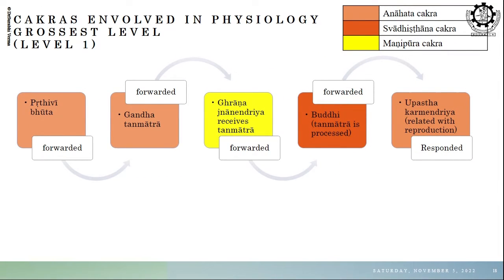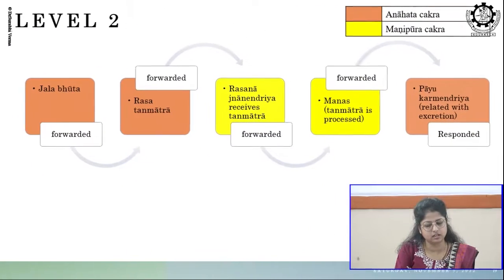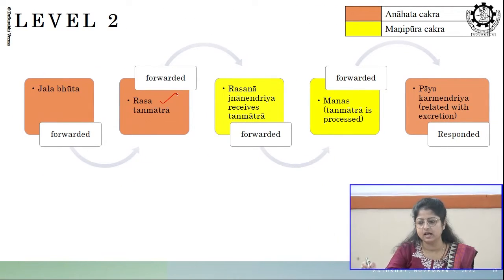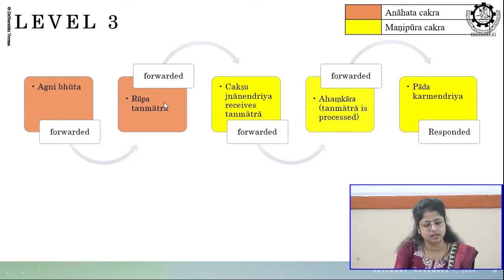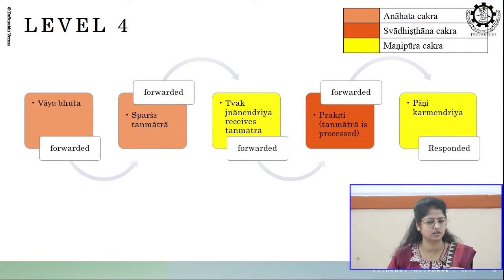You need to remember this thing that in the first level, when we process Gandha Tanmatra, 3 chakras are involved: Anāhata, Svādhiṣṭhāna, Maṇipūra. Then, when Rasa Tanmatra is processed, Anāhata and Maṇipūra, these are the 2 chakras which are participating. In the same way, for the next Tanmatra, that is Rupa Tanmatra, again 2 chakras are included in the normal physiology.